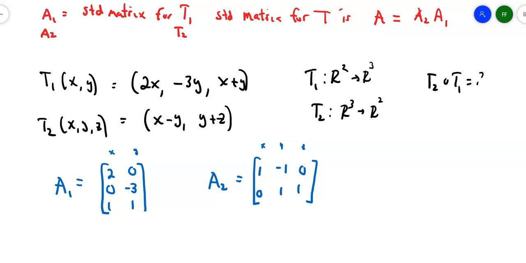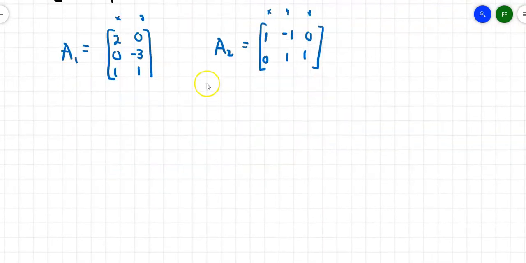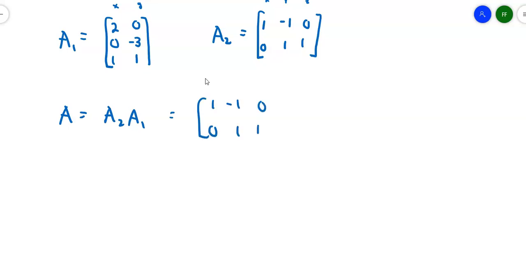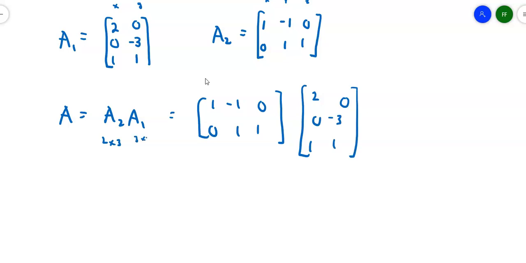Specifically, if I want the transformation that is T sub 2 composite T sub 1, I need to multiply them in the opposite order of the way I have them written here. So the transformation matrix A is A2, A1. So it's 1, negative 1, 0, 0, 1, 1. What is this? This is a 2 by 3 matrix. And then A1 is 2, 0, 0, negative 3, 1, 1. 3 rows and 2 columns.